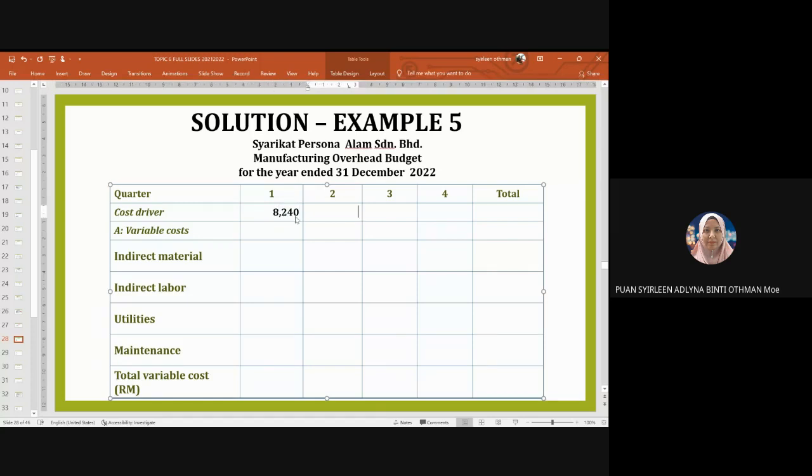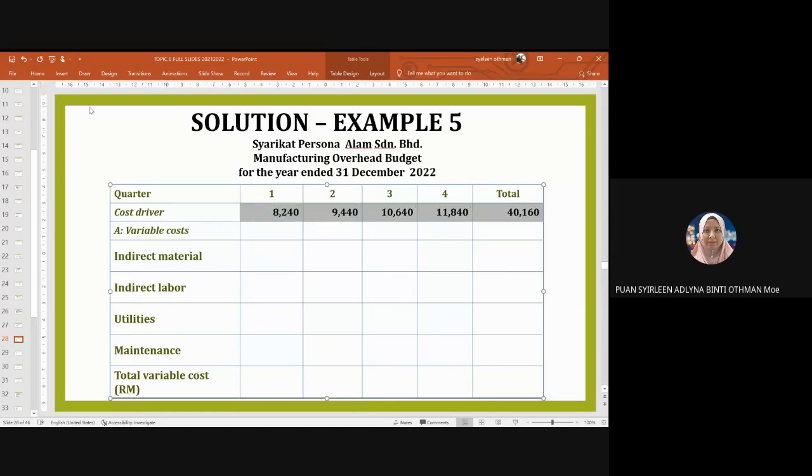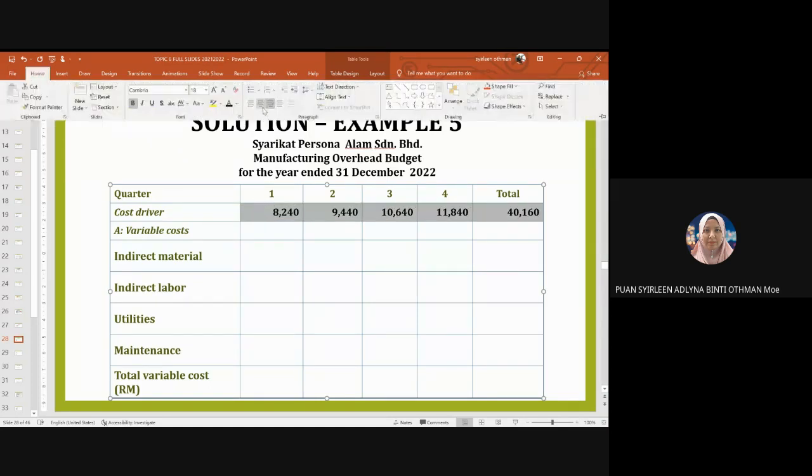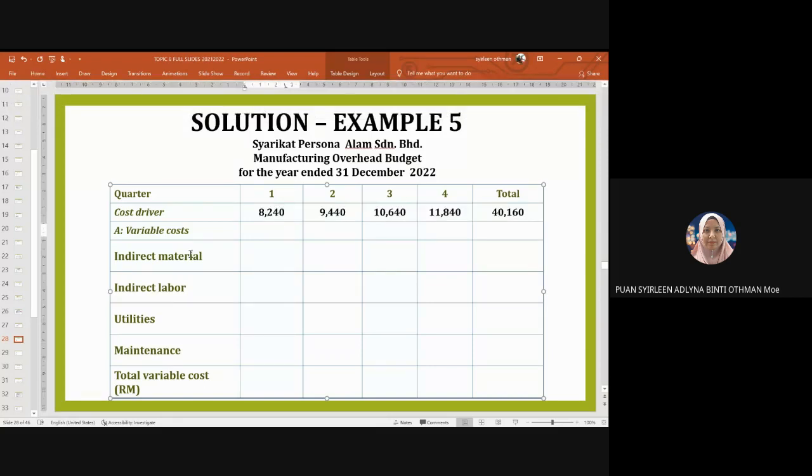So here is 8,240. Okay. And then you have 9,440. And then you have 10,640. Lepas tu fourth quarter you have 11,840. So total overall will be 40,160. Okay, ini untuk cost driver. Ini jam buruh tadi direct labor hour. Dia punya cost driver. So kalau cost driver dia lain, you akan tulis lain lah. Okay. So kita akan darab dengan variable cost. Okay. Indirect material tadi cost dia RM1.